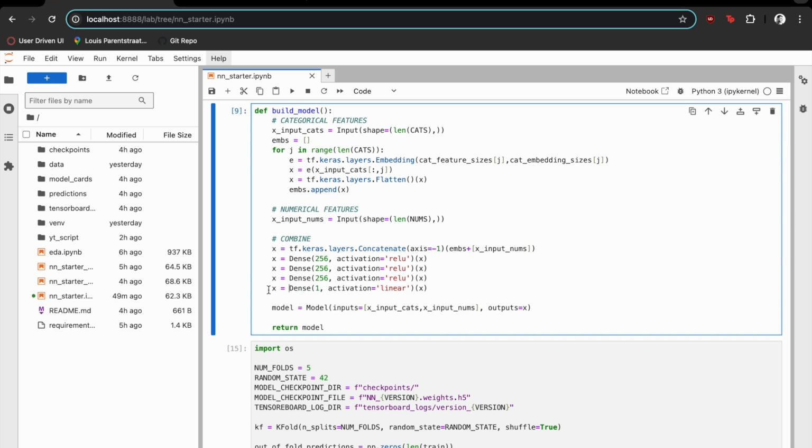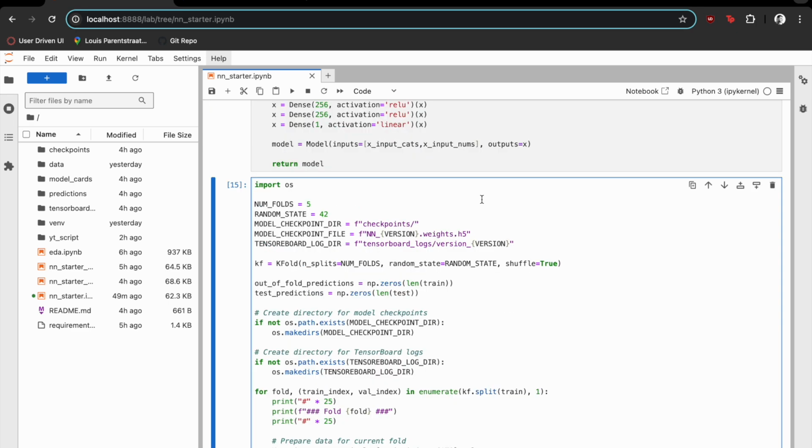At the end of the output, we will have the price of the used car based on all of the inputs that we have given to the model. Now to the training process.